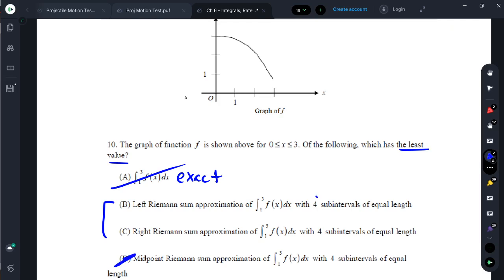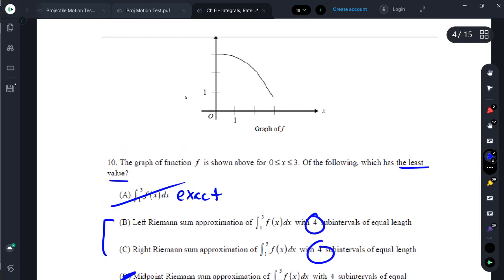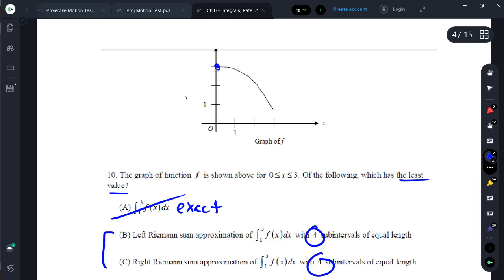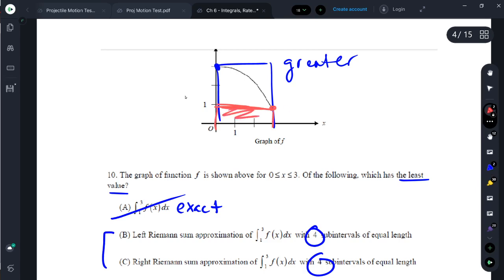The way I do this, I don't even worry about the number. I just say, okay, a left hand, I'm going to start on the left of this, make a rectangle that's going to be greater than. So that's actually going to be our biggest value. And for right hand, I would start on the right side, go backwards, make a rectangle. This would be our smallest value. So our right hand is going to be our answer choice.